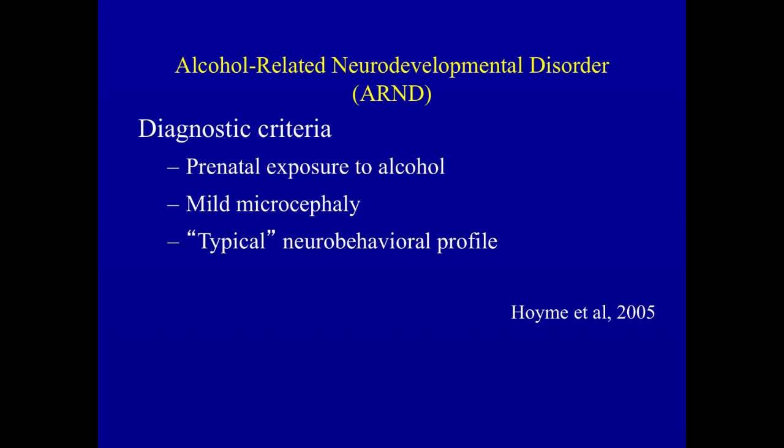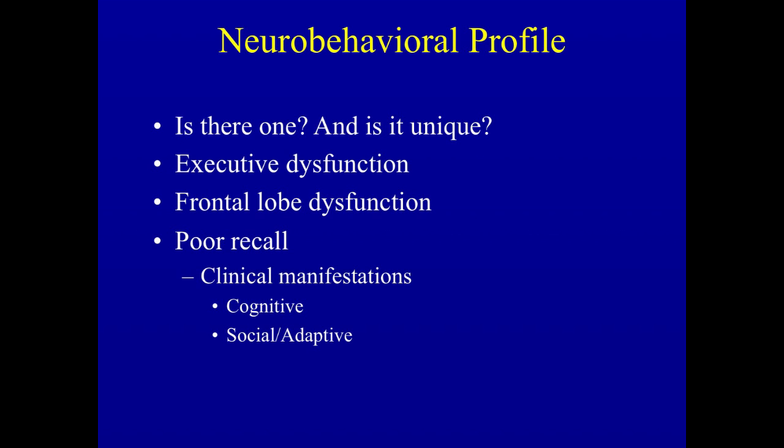Finally, we talk about this neurodevelopmental disorder, and we require that in order to think about the neurodevelopmental disorder in the absence of physical findings, it is imperative that we can document that there was prenatal exposure to large amounts of alcohol. If there is a small head, that helps with the diagnosis, but more often we talk about the neurobehavioral profile. Now, some of you are going to ask, well, is there really a specific neurobehavioral profile that's associated with prenatal exposures to alcohol?